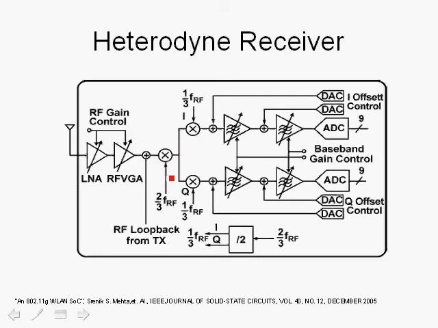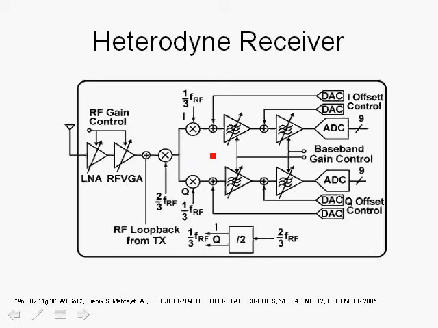At the first stage, we down convert by 2/3 of the RF carrier frequency. Then we have the IF stage where we down convert to baseband with 1/3 of FRF. Notice that 1/3 of FRF is generated from 2/3 of FRF through a divide by 2 implemented with flip-flops, so that the I and Q signals are actually in quadrature, so we don't have a phase mismatch between them. And that, of course, is very important in terms of eliminating IQ mismatch.